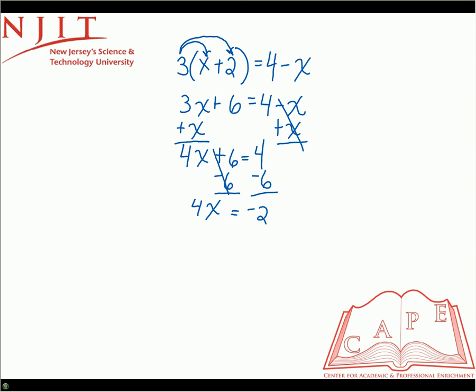Okay. Finally, gotta get the x completely by itself, and it's being multiplied by a 4. So in order to do that, we need to divide both sides by 4. Right? So divide by 4. Divide by 4. Alright. 4x divided by 4, the 4 and the other 4 cancel. So that just leaves us with an x.